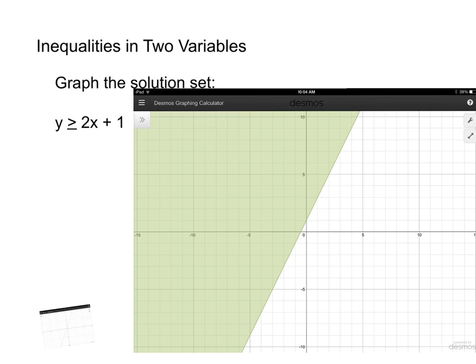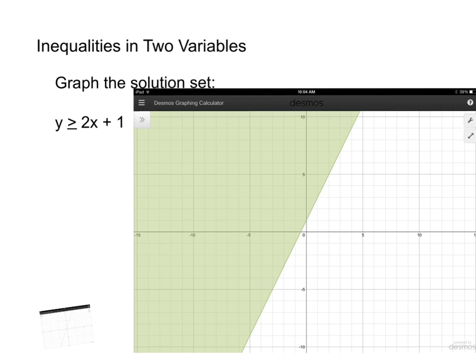So if we pick one randomly to try, can you give me the coordinates of a point that's in that shaded region? Negative 4 and 3. Negative 4 and 3.